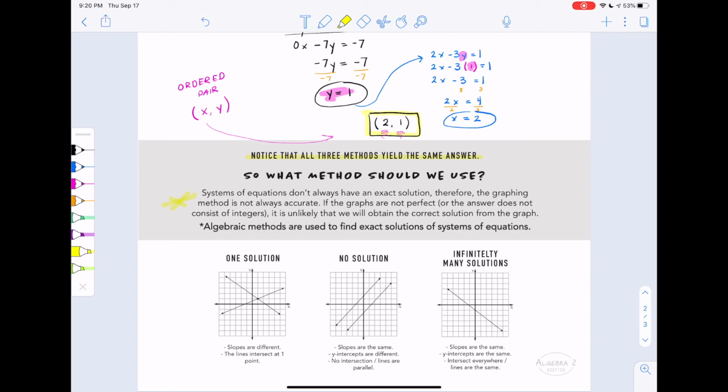Algebraic methods are used to find exact solutions of systems of equations. So if you're going to end up with a fractional answer, you absolutely want to use either substitution or elimination. Those are your algebraic methods. Again, graphing only works if you end up with nice answers.